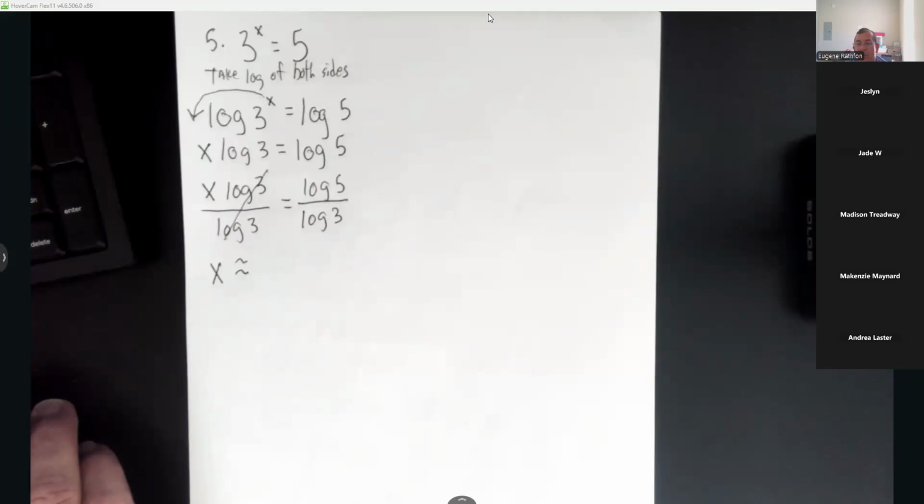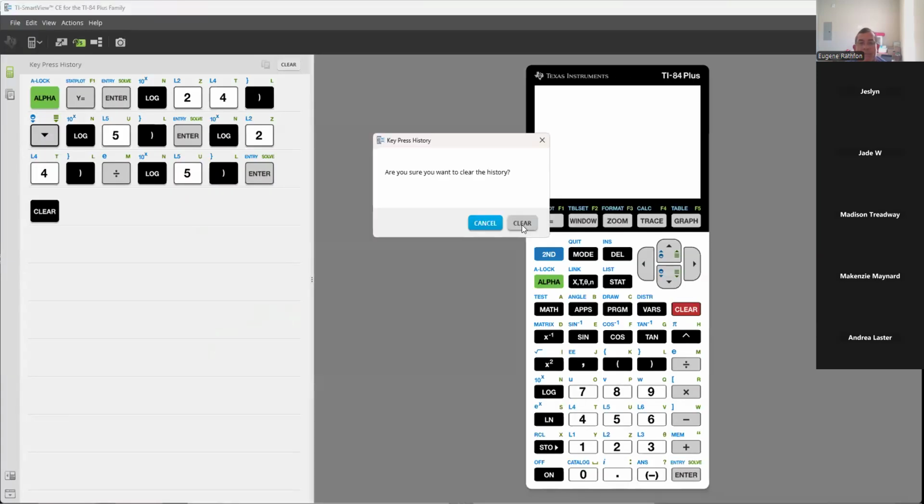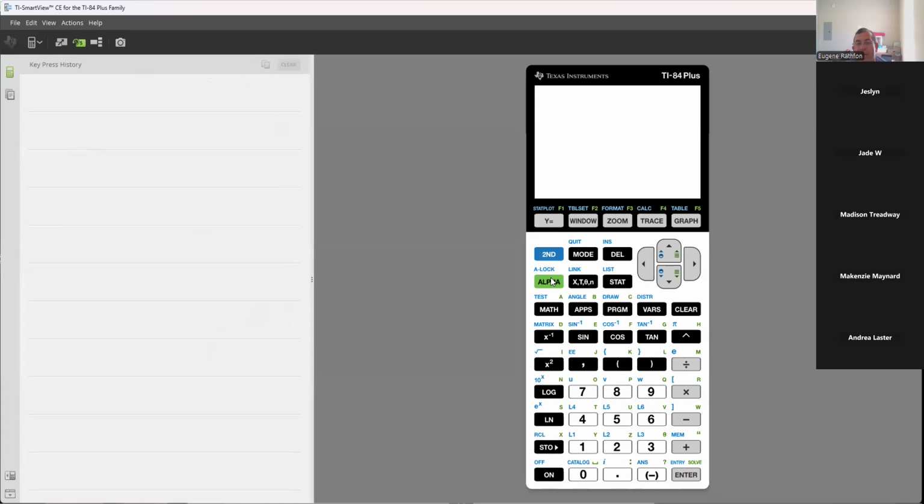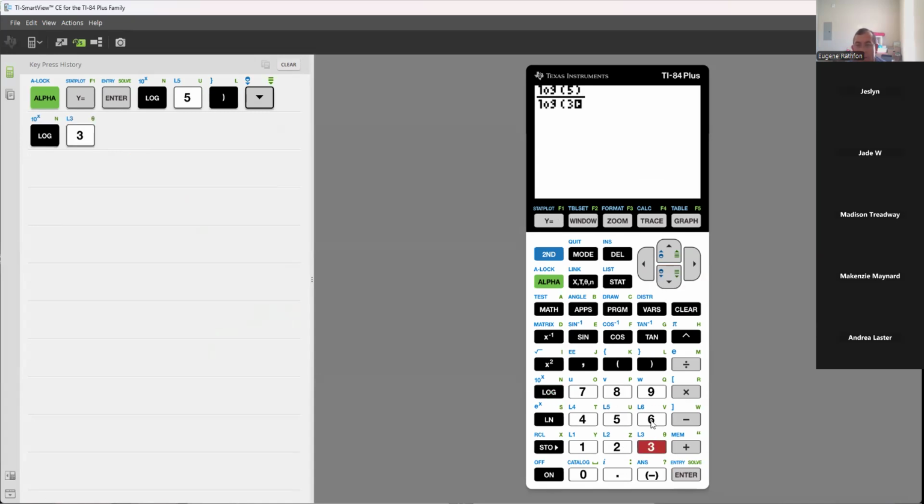So let's go see what we're going to get. I'm going to make mine look like a fraction by hitting the green alpha button, y equals, and enter. So on top I had a log 5, so that'll be log 5, close my parentheses, arrow down, and I had a log 3, so that'll be log 3, close parentheses. All right, y'all, that's what I need. So let's hit enter and estimate it 4 decimal places.